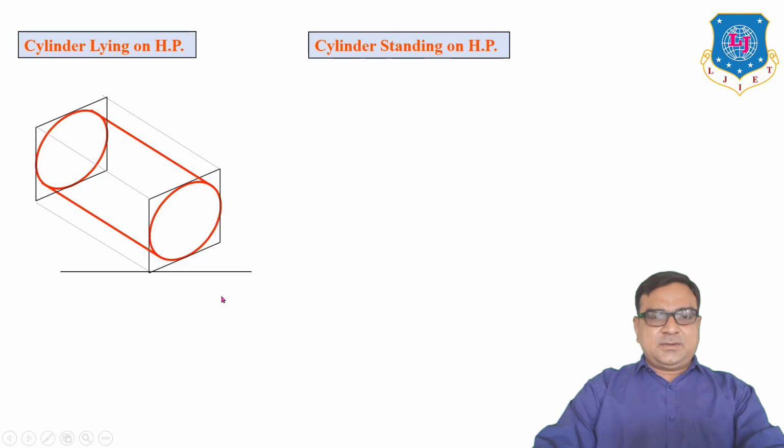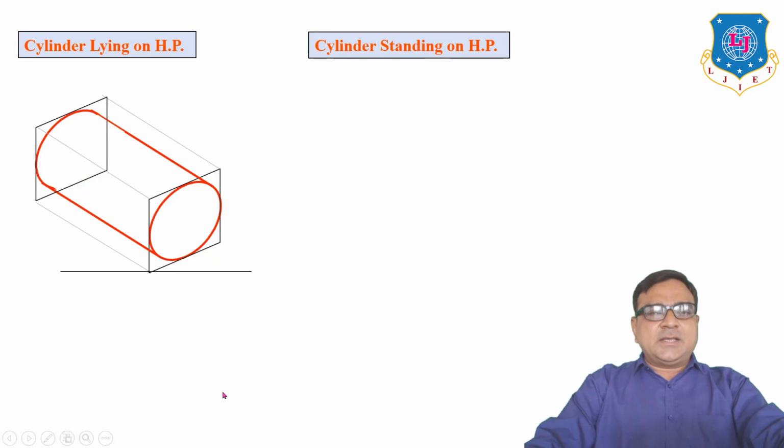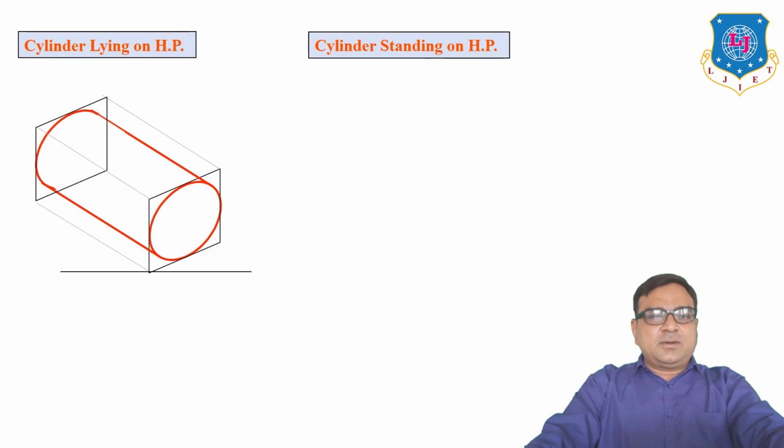Now when you draw the isometric view, there is no hidden line, so you have to remove this part. This is the final isometric drawing, or isometric projection, of the cylinder which is lying on HP.